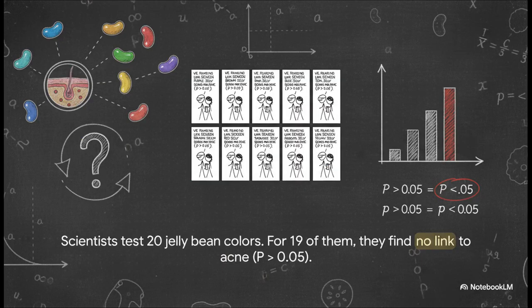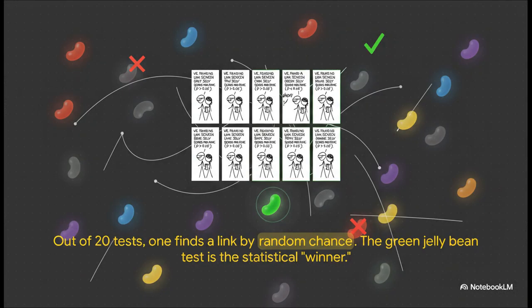This amazing comic from XKCD shows the exact same problem, but in the world of scientific research. So imagine you're a scientist, and you decide to test if different colored jelly beans cause acne. You're testing a whole bunch of hypotheses at once. So you run 20 different tests, one for each color. For 19 of them, nothing, no link.